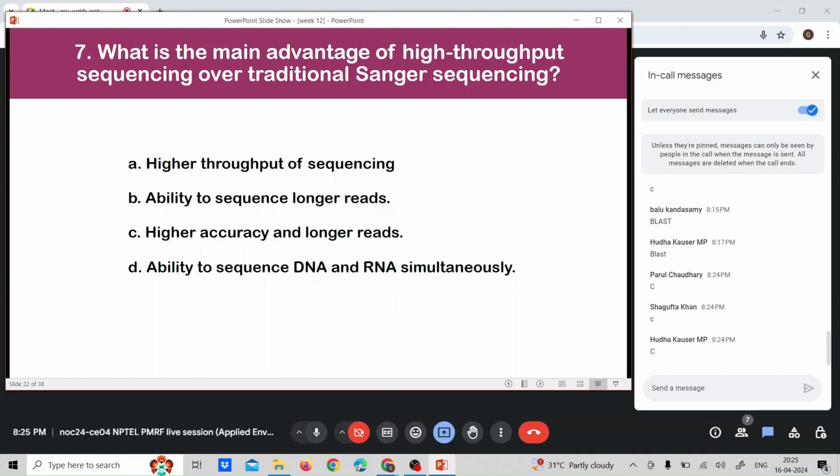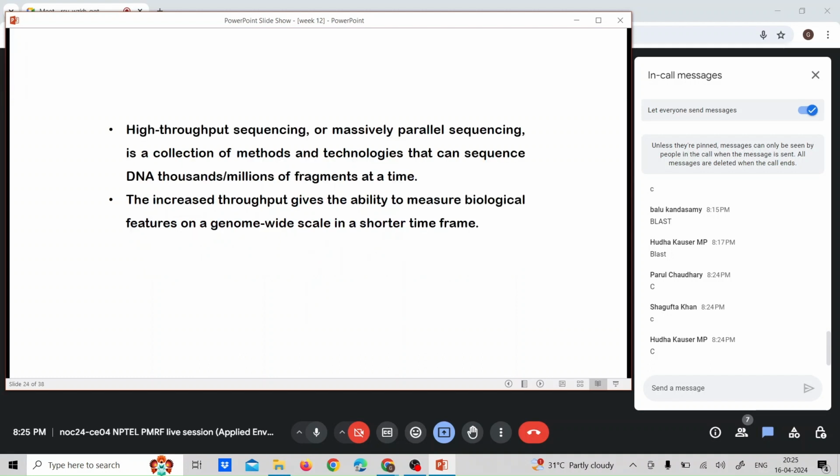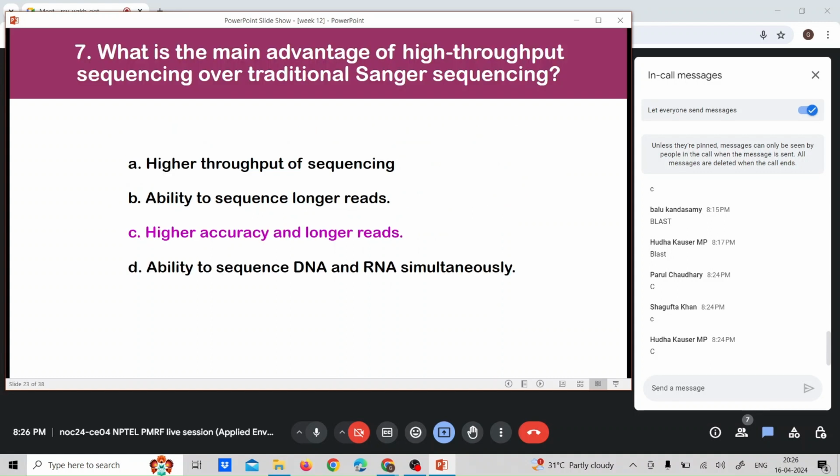Okay, so all of you have answered it. C. It is. High throughput sequencing is generally sequencing many fragments at a time, so we can have a faster measurement using high throughput sequencing. Our options are saying it gives higher throughput of sequencing, yes, obviously.